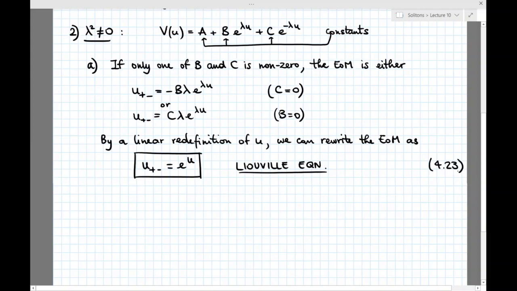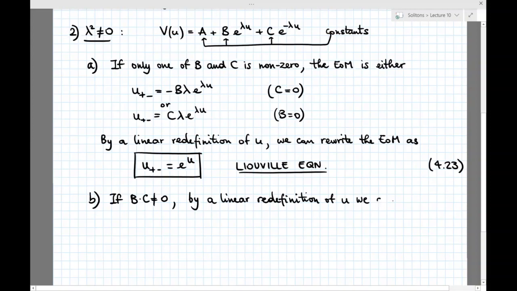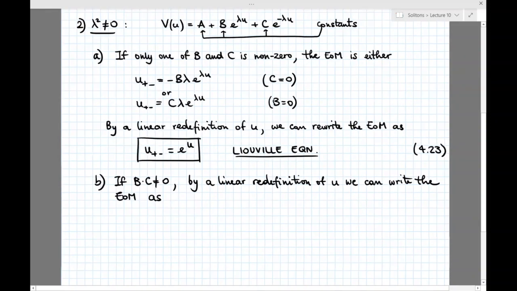The other possibility is that neither of b or c vanish. So if b times c is different from 0, then we have both the exponential terms. But again, by linear redefinition of u, we can write the equation of motion in the following form. And now we need to distinguish two cases.